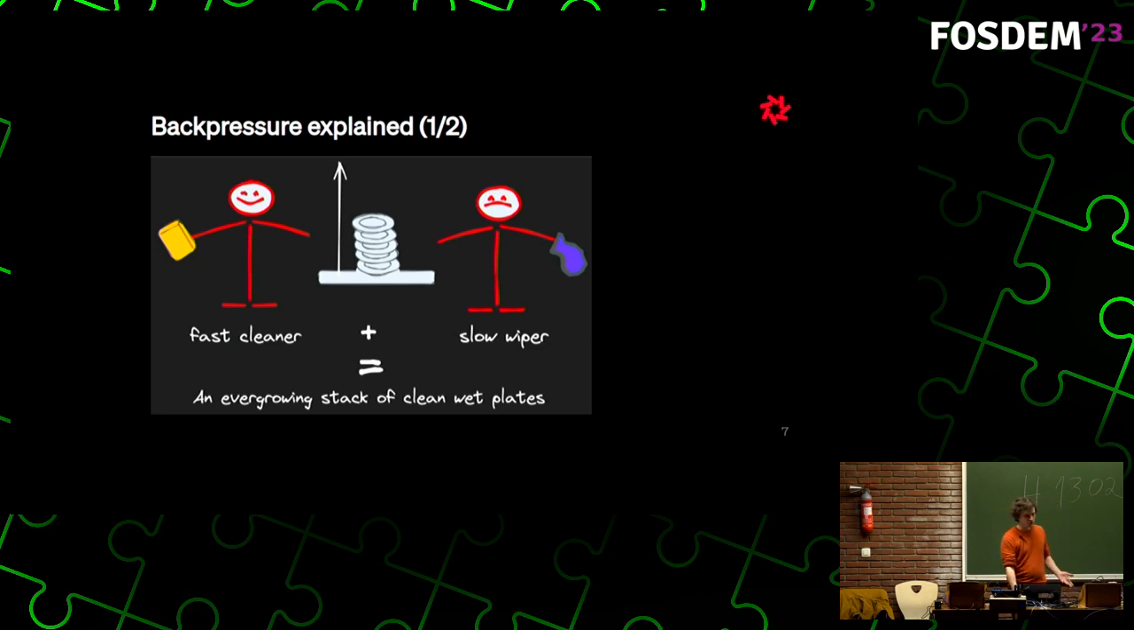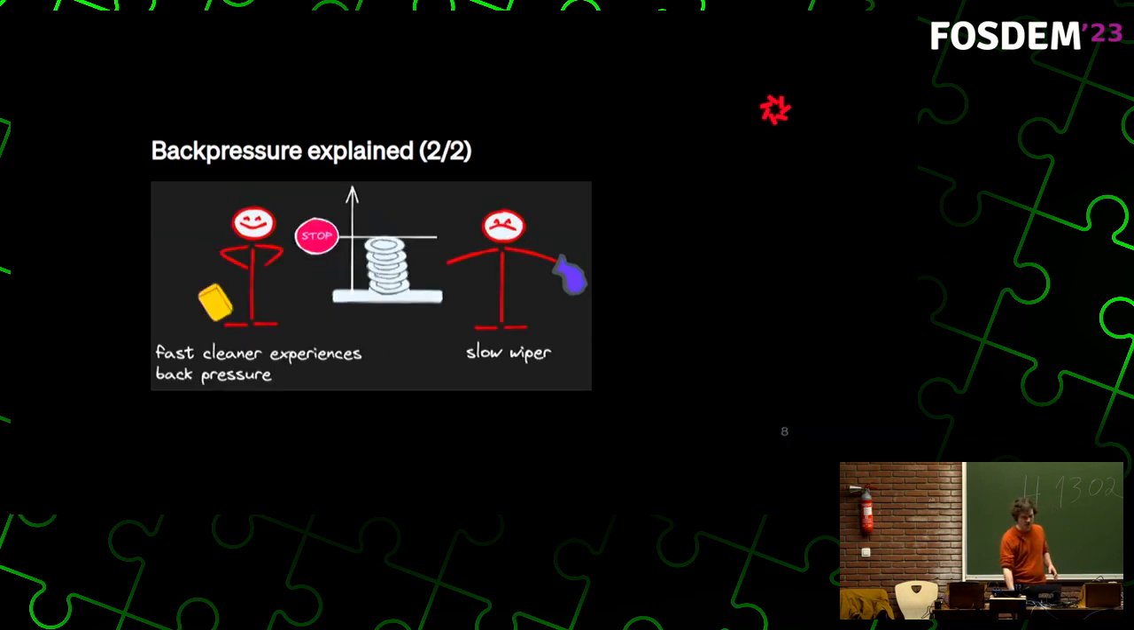So the solution is rather simple. You need back pressure, which means you need some way to signal the person who is cleaning too fast that they should slow down. And the simplest mechanism to do this is you need to have some kind of limit on your stack of plates or your work queue or whatever you are using in your system. And then they stop once they reach the limit. So that's the simplest way you could have back pressure.